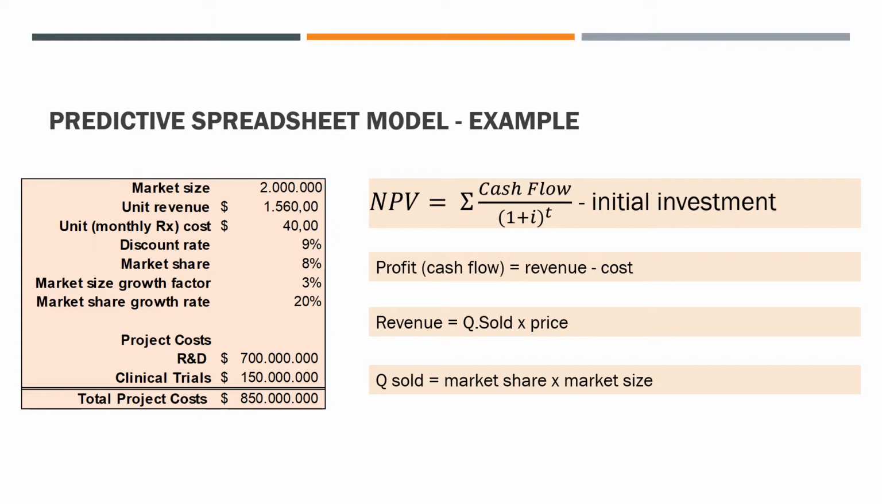In order to find the net cash flow here, you have to compute the profit or cash flow, which is computed by deducting cost from revenue. You can find the revenue by multiplying quantity sold by unit price. Since we have the data of market size and market share, the quantity sold is equal to market share multiplied by market size. I will show you the full spreadsheet model in Microsoft Excel after this slide.